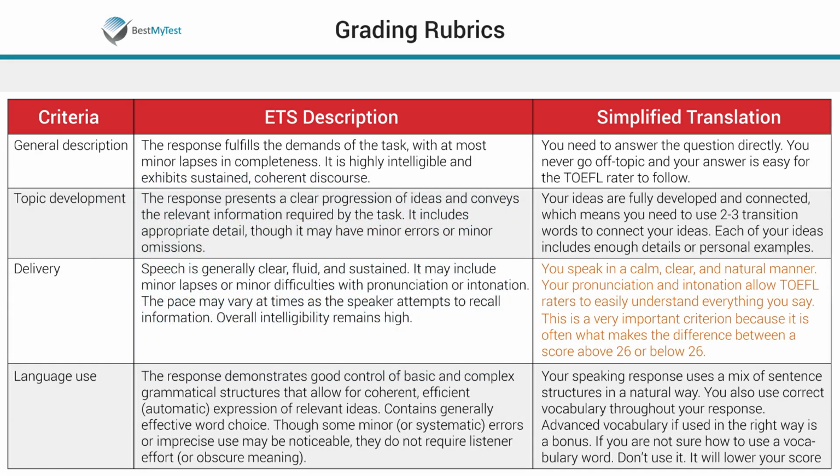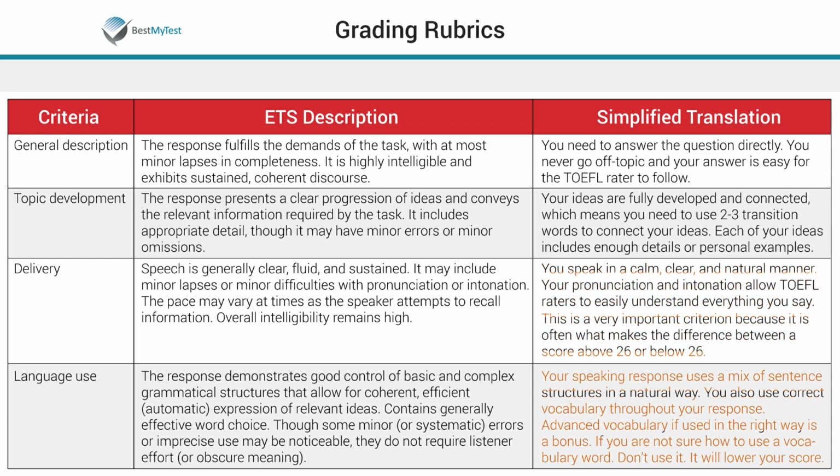Next up is delivery. And here, you want to speak in a calm, clear, and natural manner. And top tip, remember, natural comes from caring. So if you can care about the topic, you're going to sound more natural, more fluent. Your pronunciation and intonation should allow the TOEFL raters to easily follow what you're saying. Now this criterion in particular often separates scores on the speaking section that are higher than 26 and scores that are lower. So if your goal is to get above a 26, spend extra time here and make sure that you're speaking in a natural, fluent way.